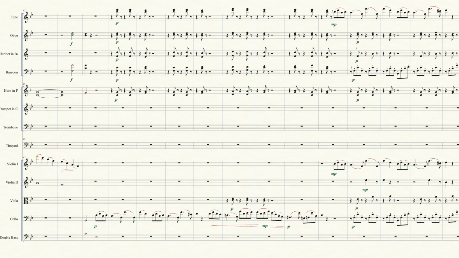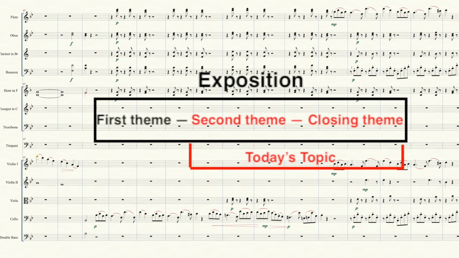Today I'd like to focus on one part of the movement, which includes the statement of the second theme, followed by what's called the closing theme. The closing theme ends the first chunk of the movement, the exposition, where the themes are introduced. That whole segment, the second theme and closing theme together, covers about 40 measures, which is about a minute and a half of music. That's our subject for today.